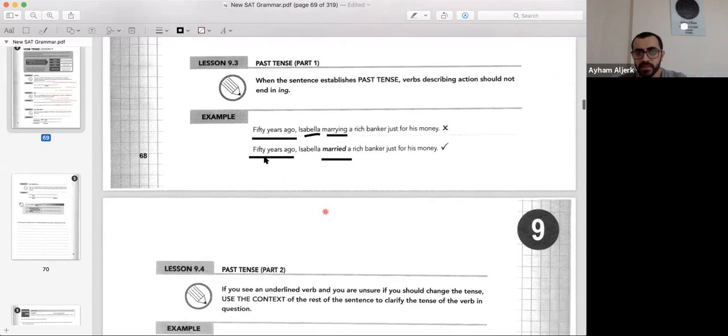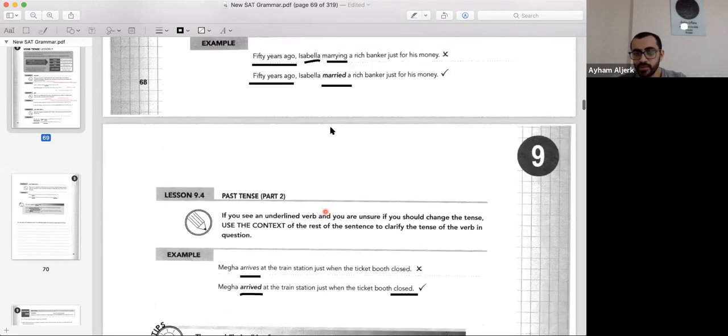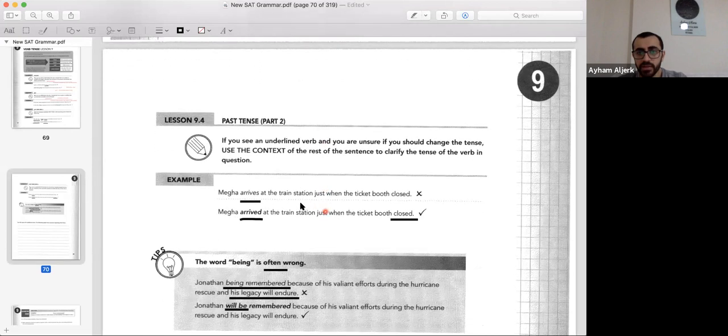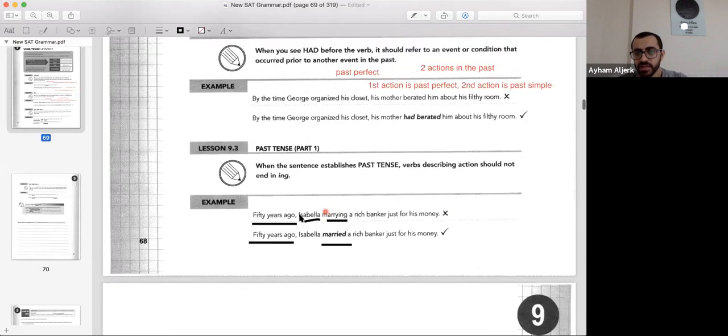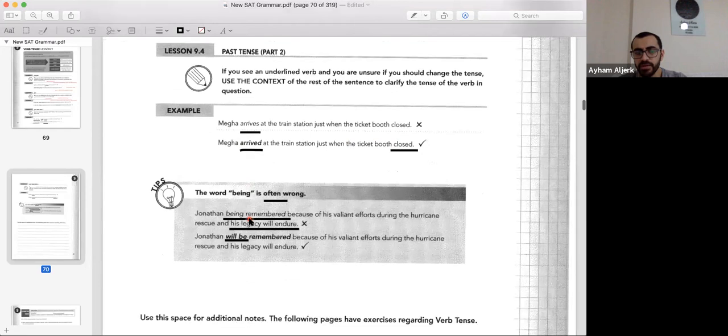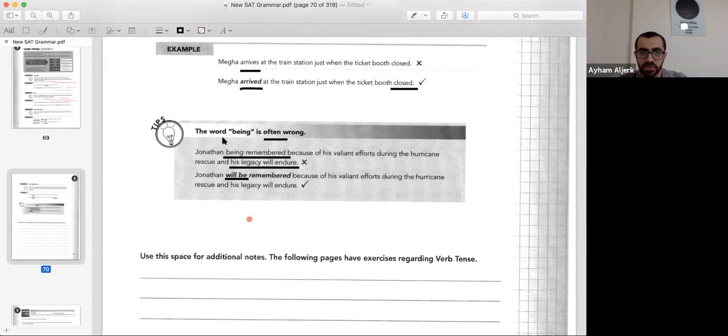Again, we have past tenses. When it shows us clearly with the word ago, we shouldn't just have the verb with the ing form. We should have the verb in the past simple form. Again, here we have 50 years ago, it's clear. Sometimes we don't have a clear reference to the date or time. In this case, we need to look at the context. The context shows us here that closed is in the past, so we need to use past simple here. Being is usually or often wrong. You need, again, to take a look at the context and try to correct it, see if it's past, present, or future. Any questions?